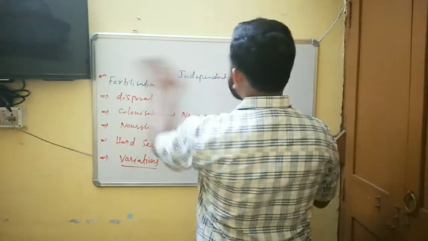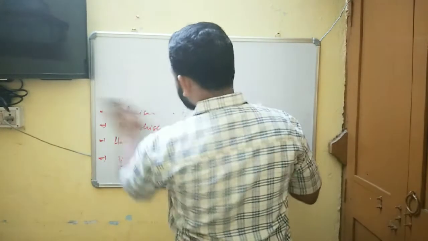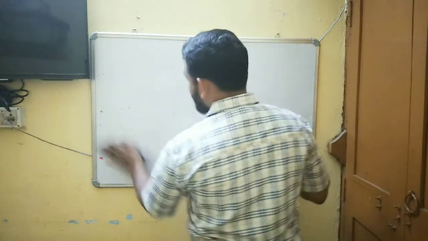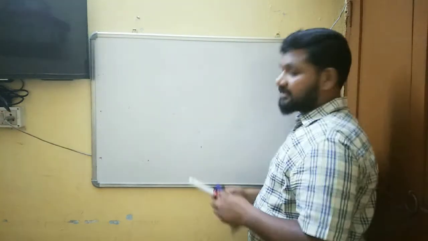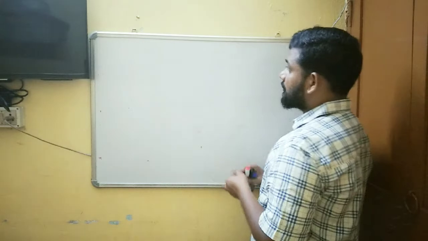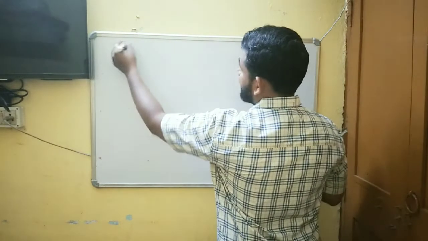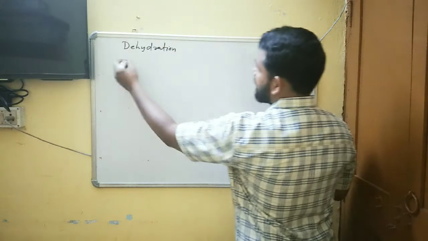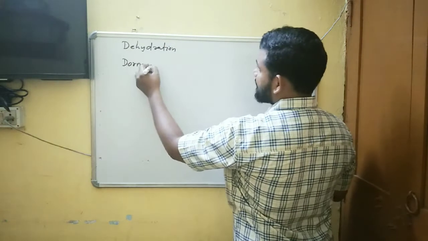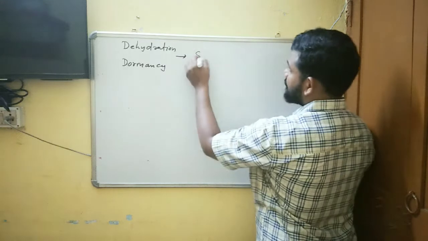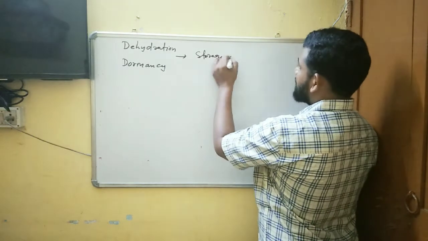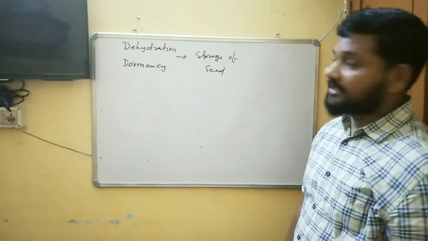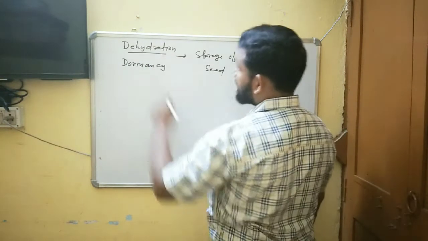And generally seed is the basis of our agriculture. So during agriculture, for storage of seeds, there are two important steps. The two crucial steps for storage of seeds are dehydration and dormancy. Because seed is the basis of our agriculture. The longer you can store the seed, the better it is. In storage of seeds, first, dehydration.